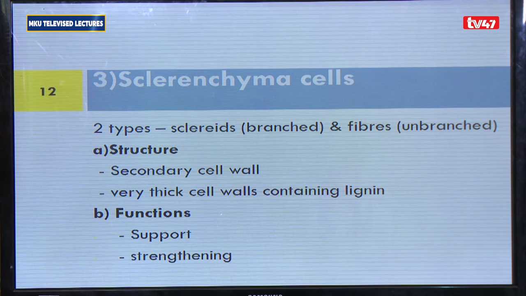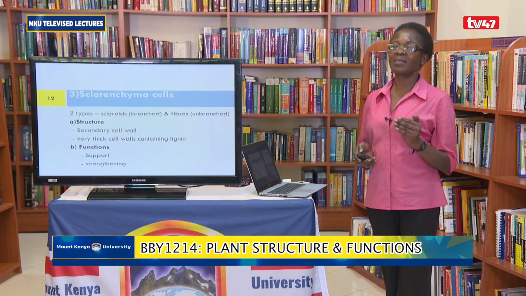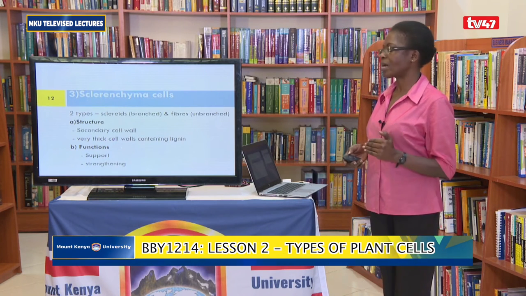They play the role of support. They also play the role of strengthening. So you find them providing support and strength to other structures within the plant. Whereby we may find the kind of sclerenchyma cells we find in the different structures in the plant, they may either be scleres or they may be fibers.